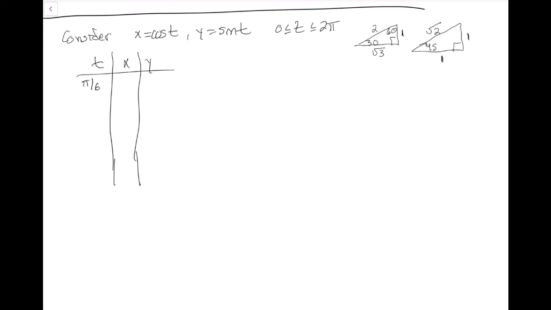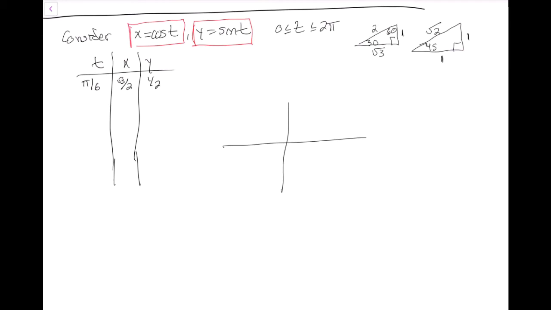So if we look at pi over 6, that's 30 degrees. So the x equation is cosine of pi over 6, and the y equation will be sine of pi over 6. Cosine of 30 degrees is adjacent over hypotenuse. That's root 3 over 2. And y would be sine of 30 degrees, which is opposite over hypotenuse, and that would be 1/2. So I'll come back and plot these points in just a moment.